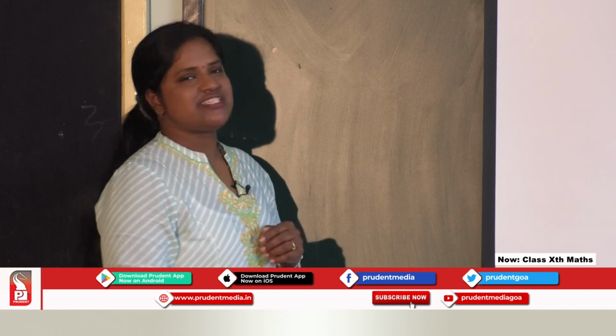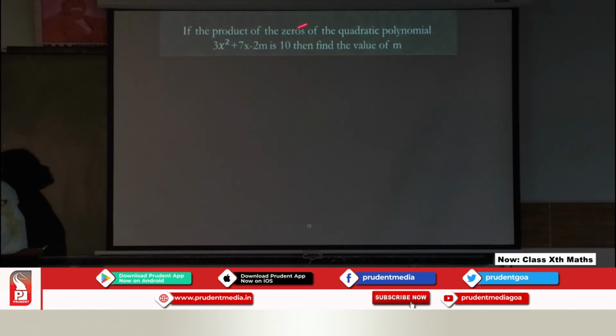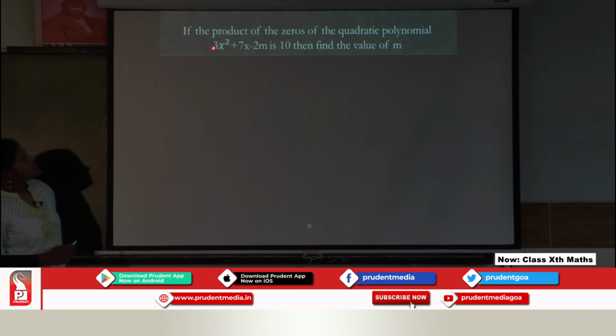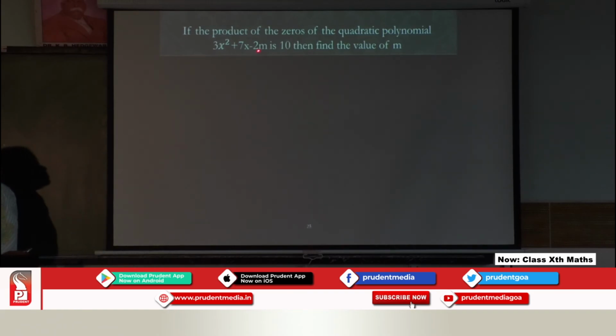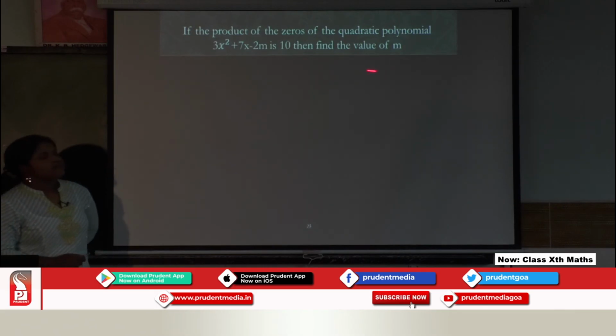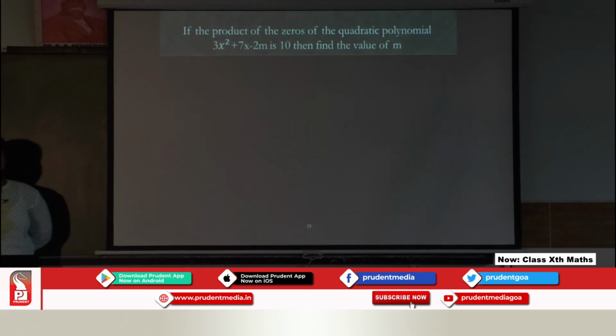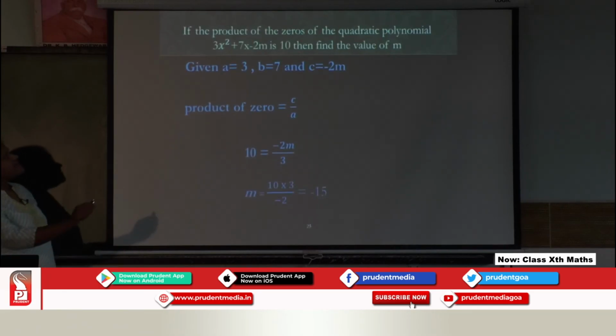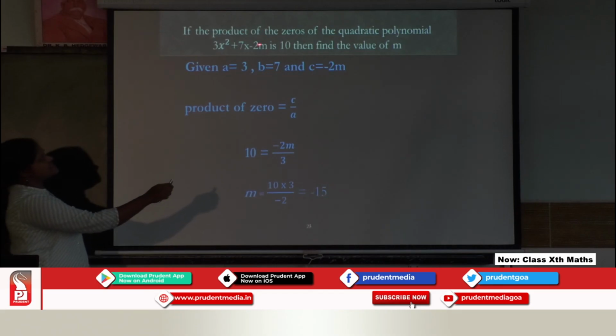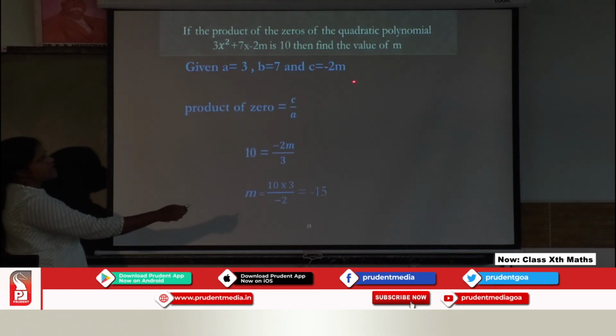And one applicative type question on product of zeros. If the product of the zeros of the quadratic polynomial 3x square plus 7x minus 2m is 10, then find the value of m. In this problem, the product answer is already given. You have to only identify the value of this m, which is placed in the last term, that is the constant. Okay? So, first we will identify a, b and c. a is 3, b is 7 and c is negative 2m. Please consider the entire term, negative 2m.